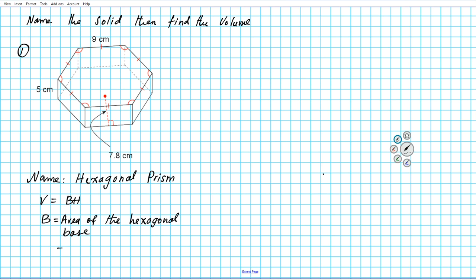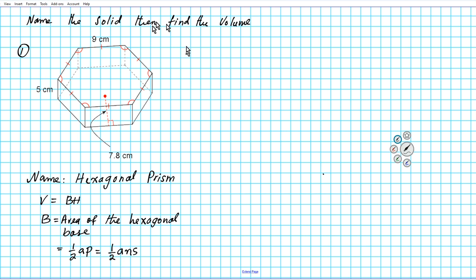What is the area of a regular polygon? This is a regular hexagon that we have here. The area of a regular polygon is given by one half the apothem times the perimeter, or 1/2 apothem times the perimeter, written as the number of sides times the measure of each side.